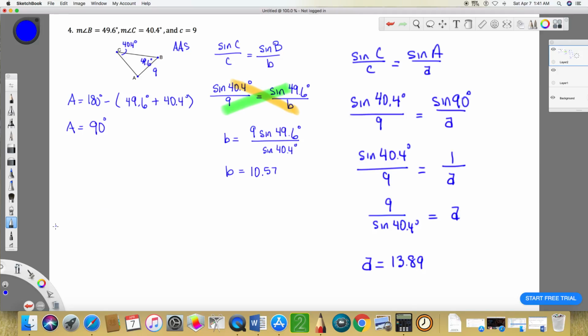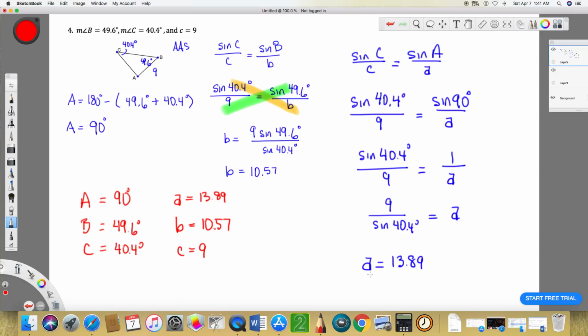All right, so let's check and see if we've got everything. We want 3 angles. They gave us 2 of them. We found the third angle to be 90. The length of a we found to be 13.89. The length of b we found to be 10.57. And they gave us the length of c, 9.